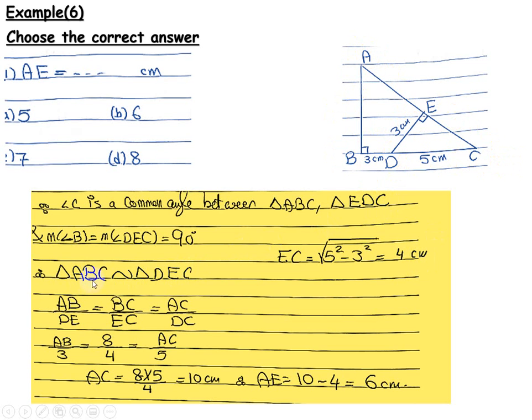Writing the corresponding sides: AB over DE, BC over EC, AC over DC. AB over 3 equals 8 over 4 equals AC over 5. So AC equals 5 times 8 over 4, which is 10. So AE equals 10 minus 4, which will be 6.